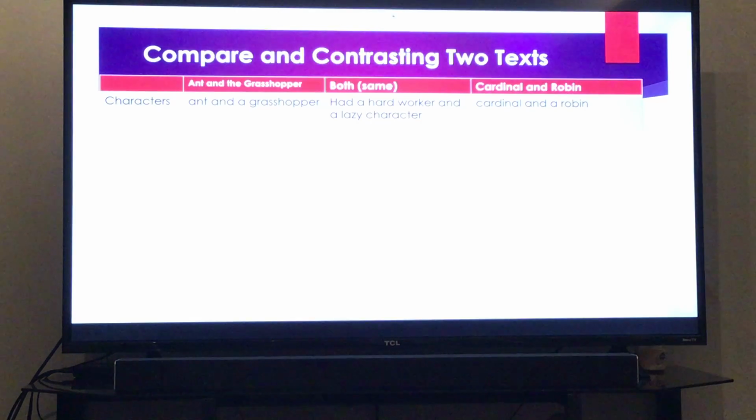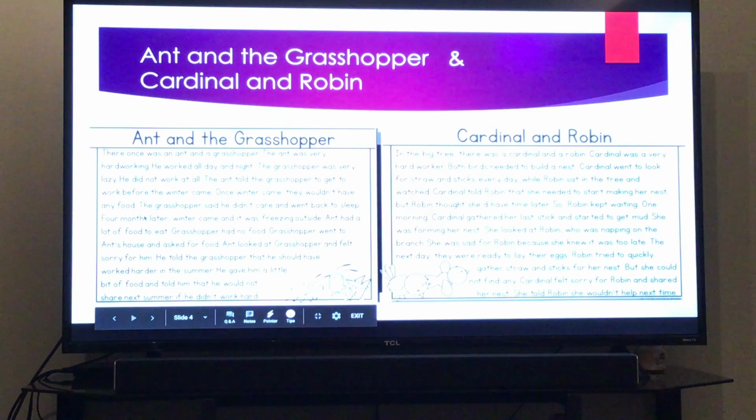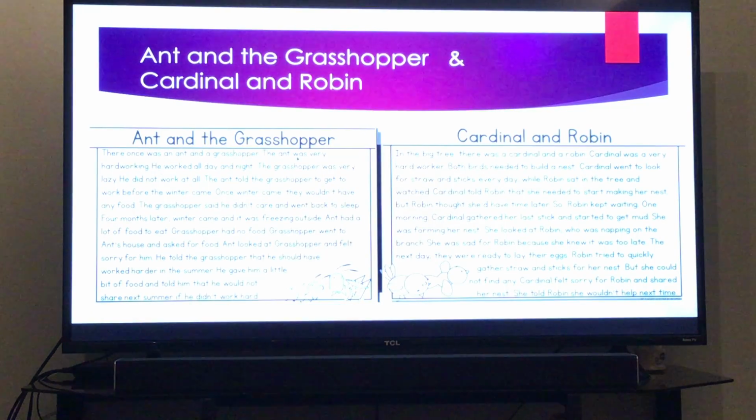What they both had the same was they both had a hard worker and a lazy character. If we go back and look in the story, it says here that ant was very hardworking. The grasshopper was very lazy. In the Cardinal and Robin, Cardinal was a very hard worker. Robin sat in the tree and watched.